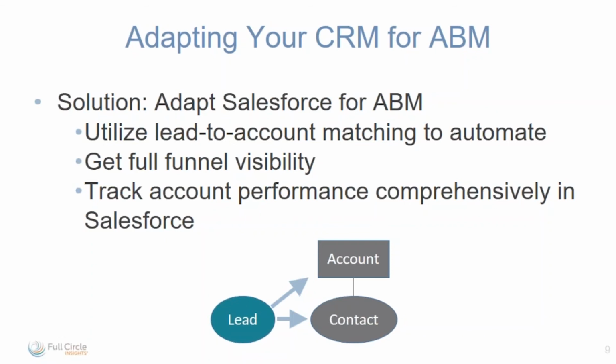You want to connect your leads to your accounts and contacts so that that pre-opportunity set of individuals are connected to the post-opportunity, and you have a full view of your funnel. And so that second point is getting full funnel visibility by adapting the default Salesforce for ABM using lead to account matching. And with that connection between the two sets, you can track account performance comprehensively inside of Salesforce, which again should be your single source of truth.